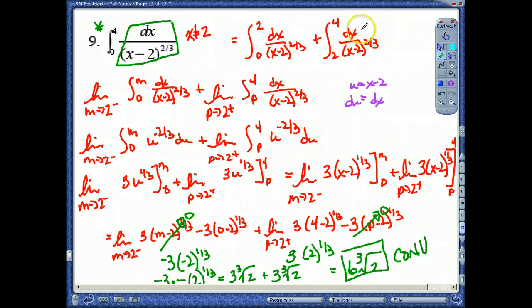Limits and integrals. Ooh, we've been doing, oh gosh, we've done everything. Remember the 3 prongs of calculus? Limits, derivatives, and integrals. We did limits, we did derivatives, and we did integrals.